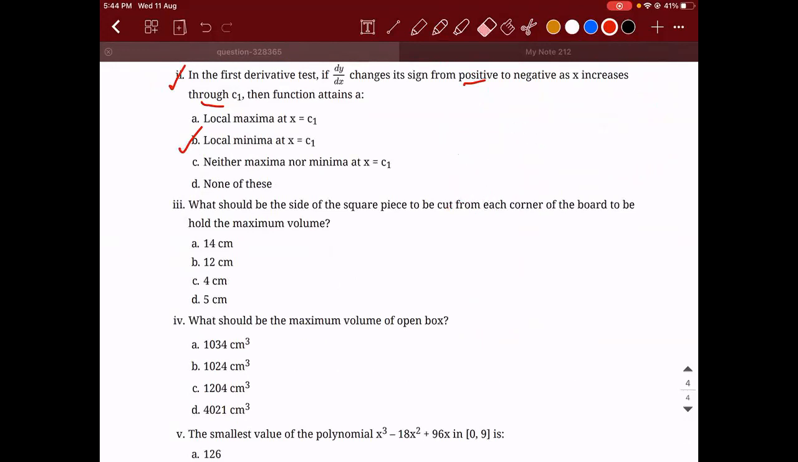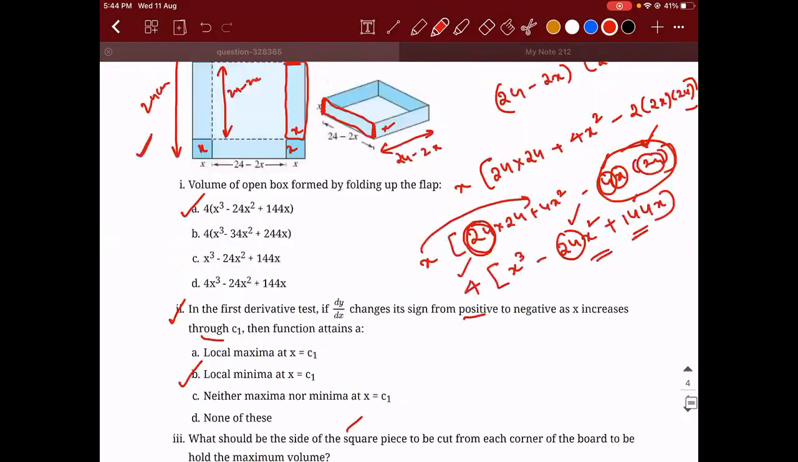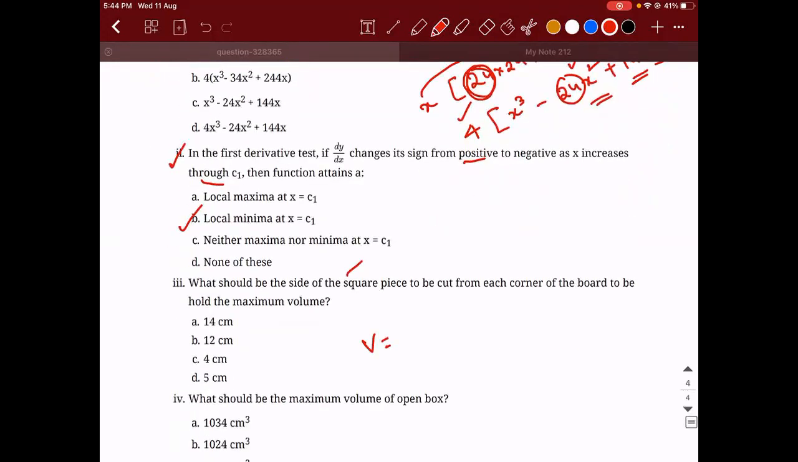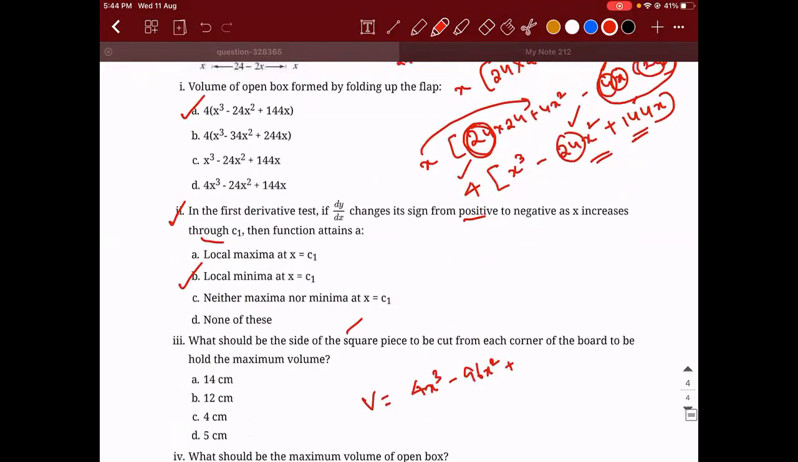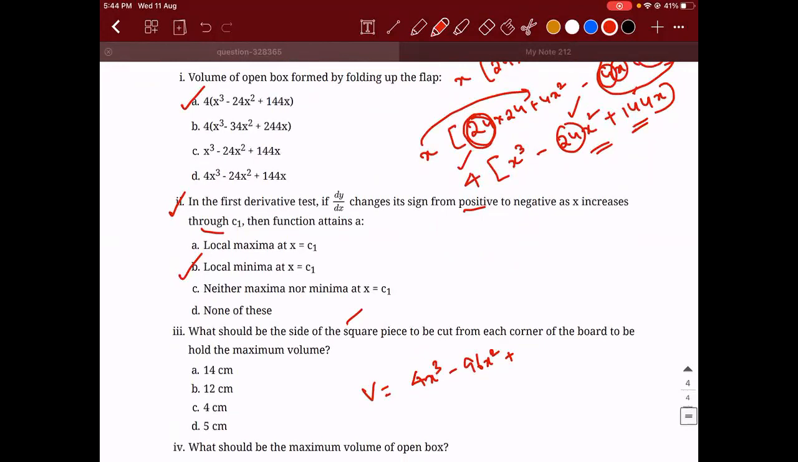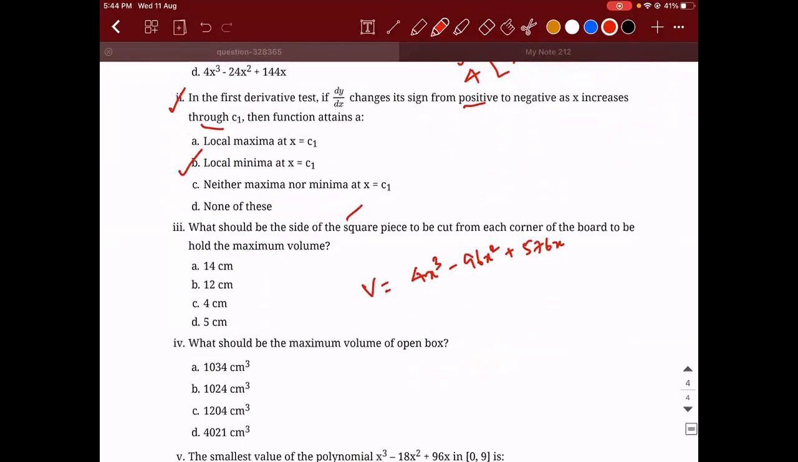Next. What should be the side of the square piece to be cut from each corner of the board to be able to hold the maximum volume? So volume is equal to how much? 4x cube minus 96x square plus 144 into 4 is 576, 576x. So dV by dx should be equal to 0. So 12x square minus 192x plus 576 equal to 0.